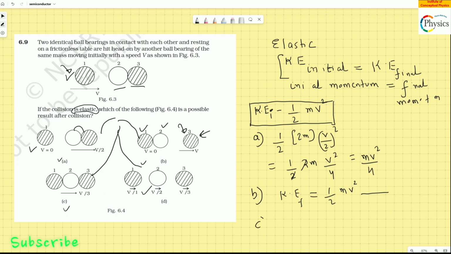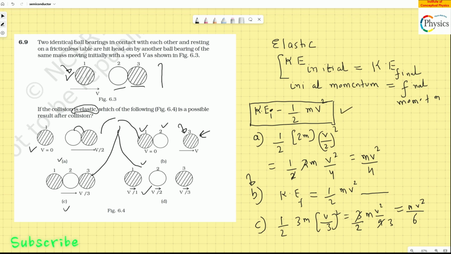Let's do a quick calculation of C. It is half times 3m, because all three masses are linked, and v by 3 whole square, which is 3 by 2 mv square by 9, so even this is mv square by 6. Now it is clear in your mind that the kinetic energy of B is the same as the kinetic energy of the initial situation.